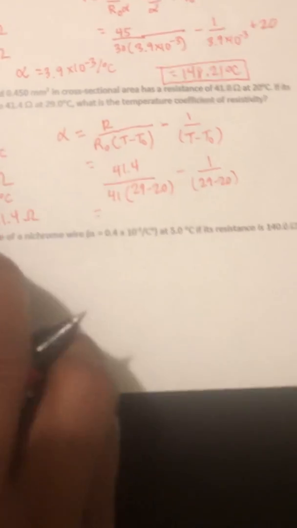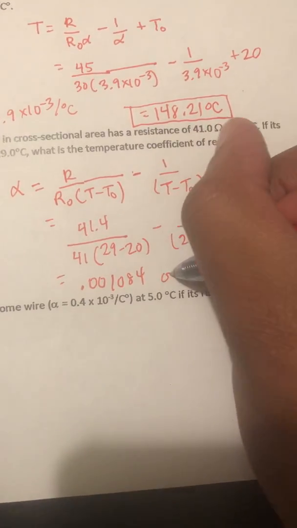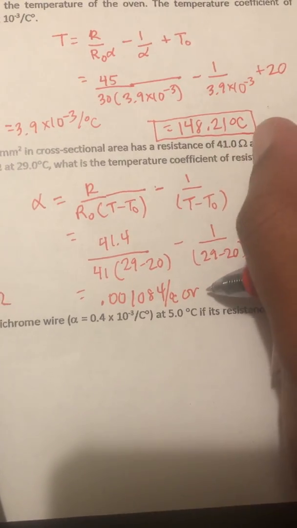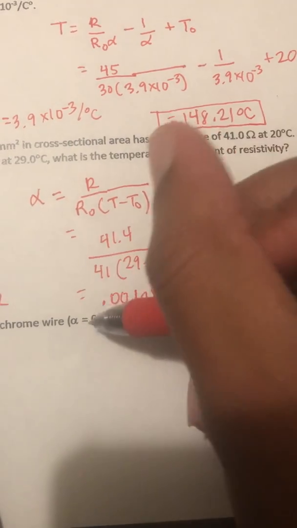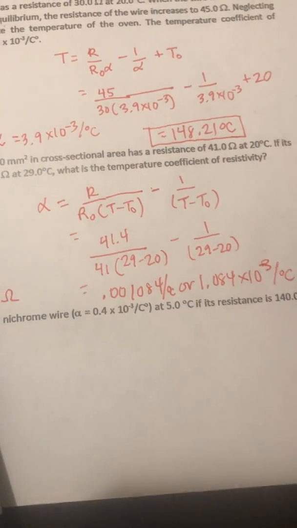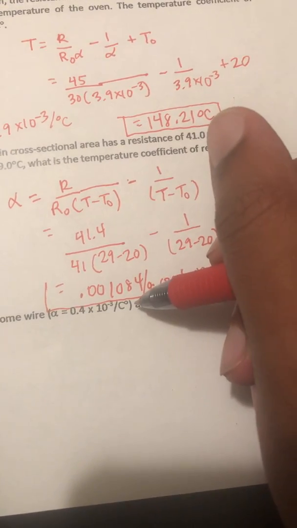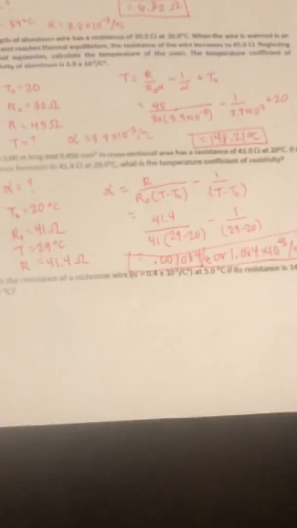I get 0.00108. Or, and remember this is per degree Celsius, or 1.084 times 10 to the negative third per degree Celsius. Box this in. Yeah, that looks right. That's a really small number for temperature coefficient. Okay, number 4.